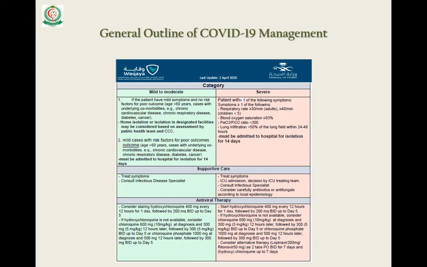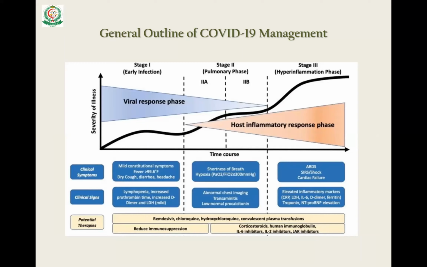Next. In this slide, you can see the stages of the disease. In the early stage, it's mainly viral replication, the viral response. In the middle stage, it's the involvement of the lung. So the patient will manifest pneumonia, shortness of breath, etc., and will start to show some involvement of the liver with elevated liver enzymes. And the latest stage, stage 3, is usually reflected by the host inflammatory response and complications like ARDS, septic shock, etc., and heart failure. Next.